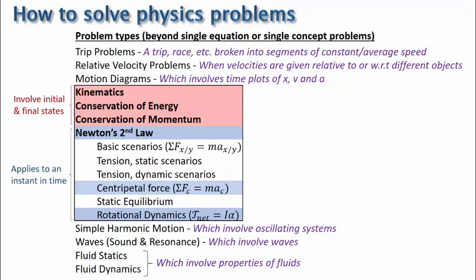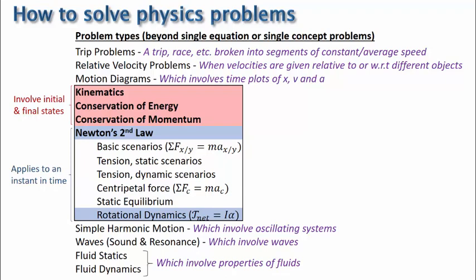Next, centripetal force scenarios often involve an object that is moving in a circular path, and we're analyzing the forces and linear acceleration of the object. Recall that the centripetal acceleration is a component of the linear acceleration. Rotational dynamics may also apply to an object that is moving in a circular path. The difference is simply the variables involved.